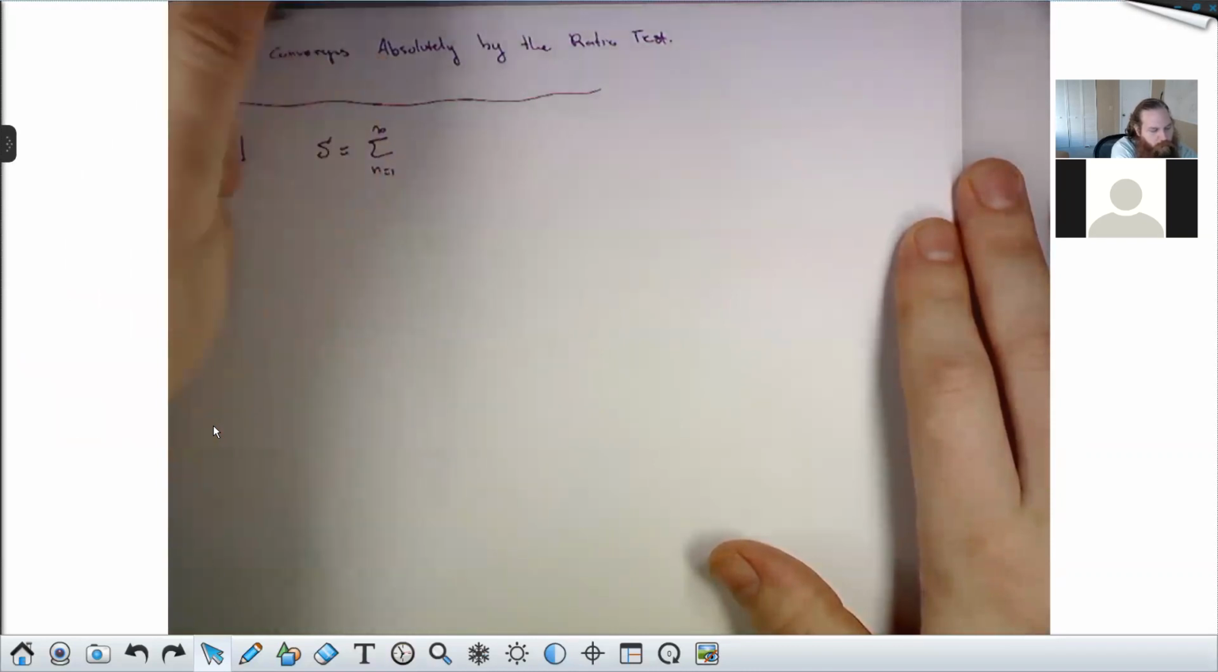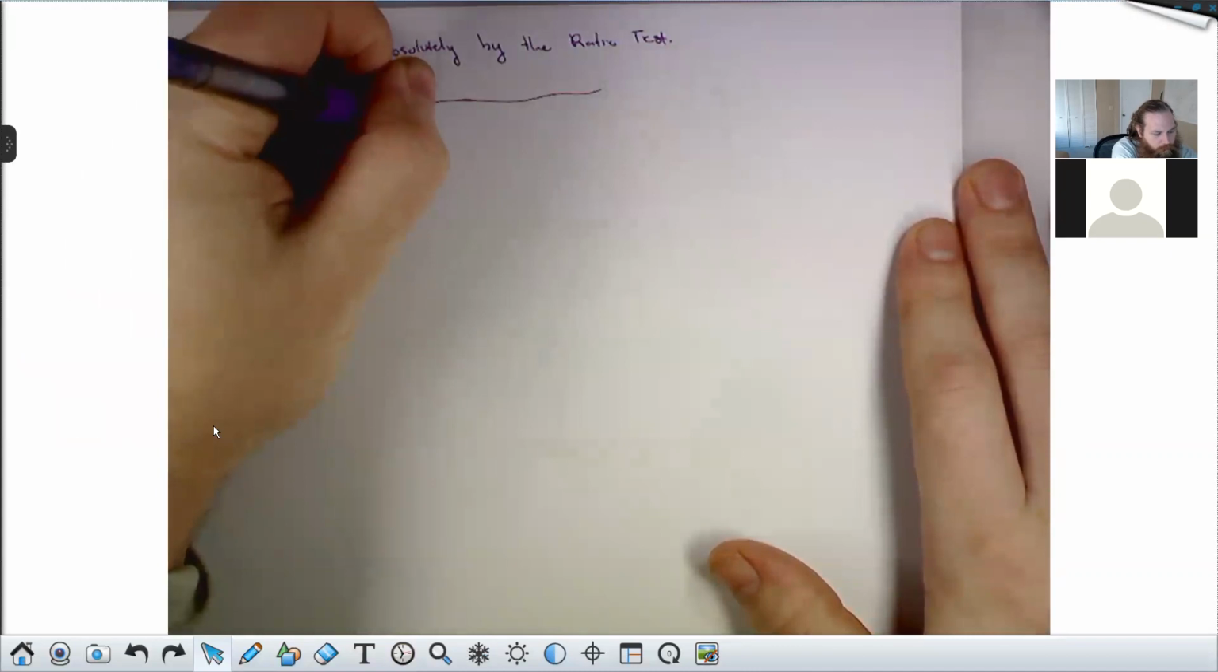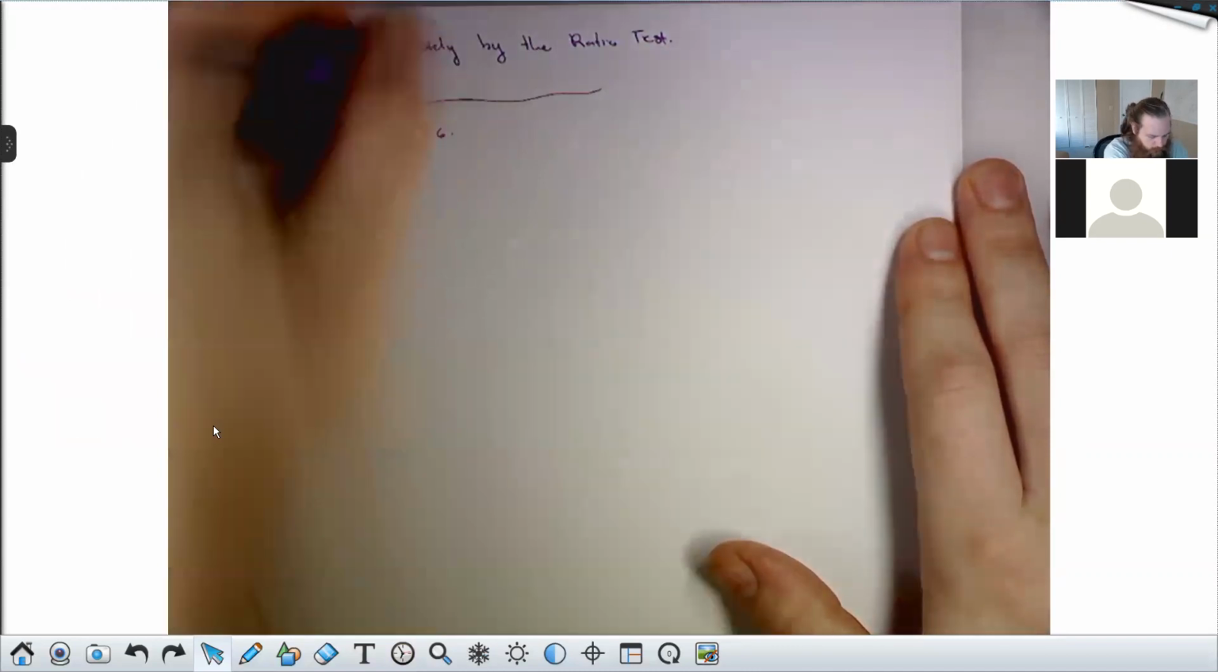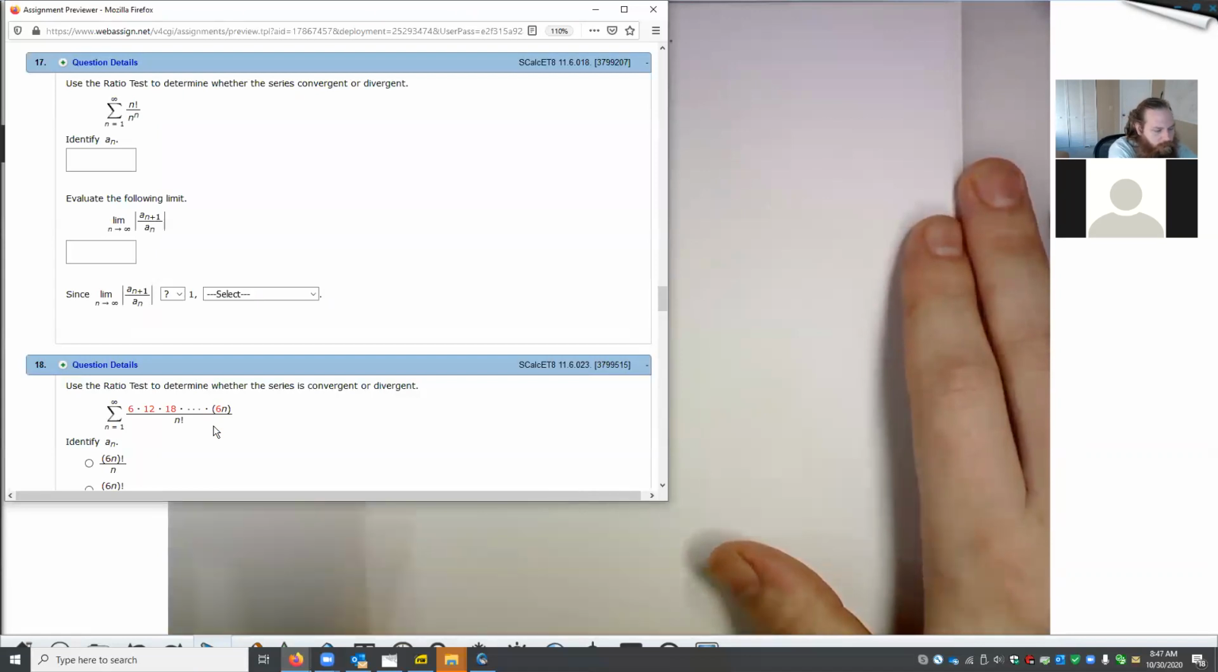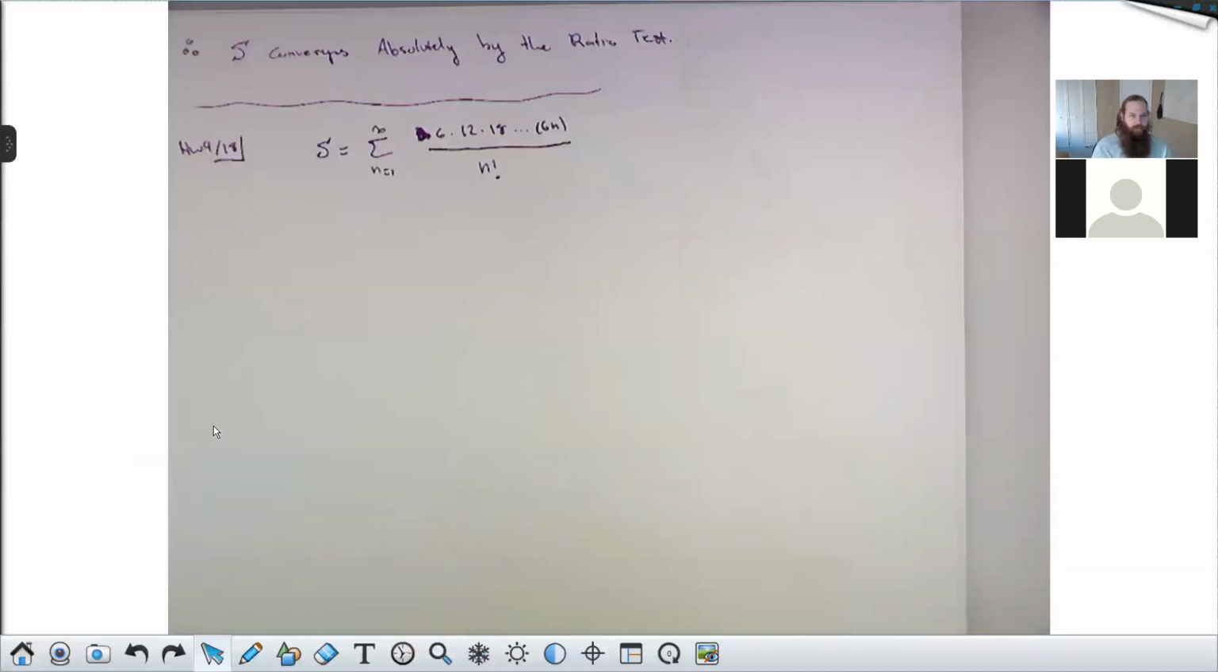The sum here is taken from 1 to infinity, and the numerator is 6 times 12 times 18 all the way up to 6n divided by n factorial. All right, this one can actually be done very quickly if you're clever. I think the problem suggests that you use the ratio test, and indeed, we've got a bunch of stuff that looks like factorials here. But I just want to play with that product in the numerator.